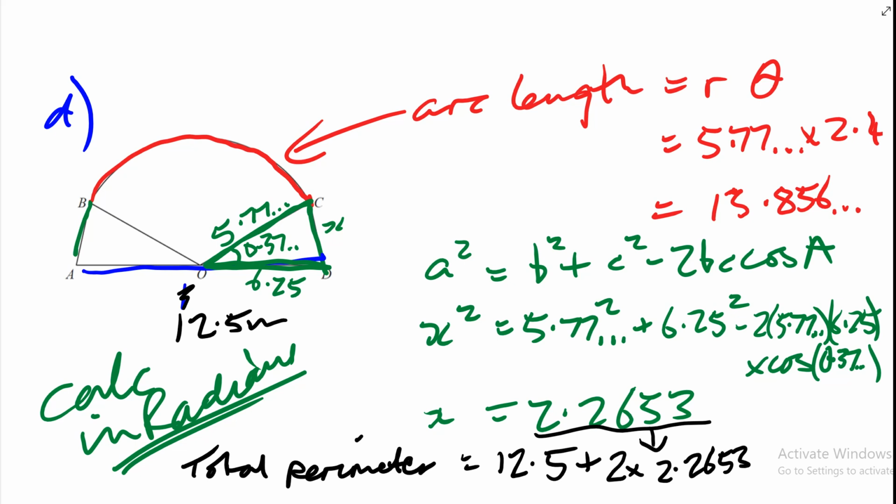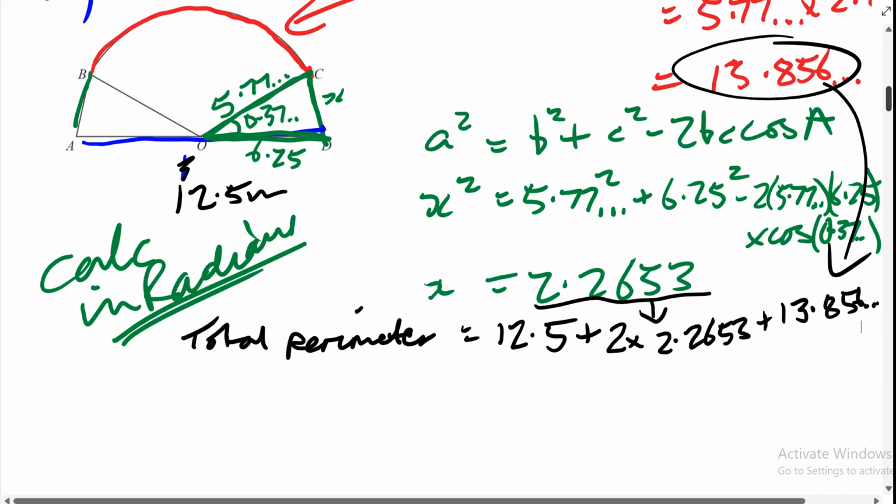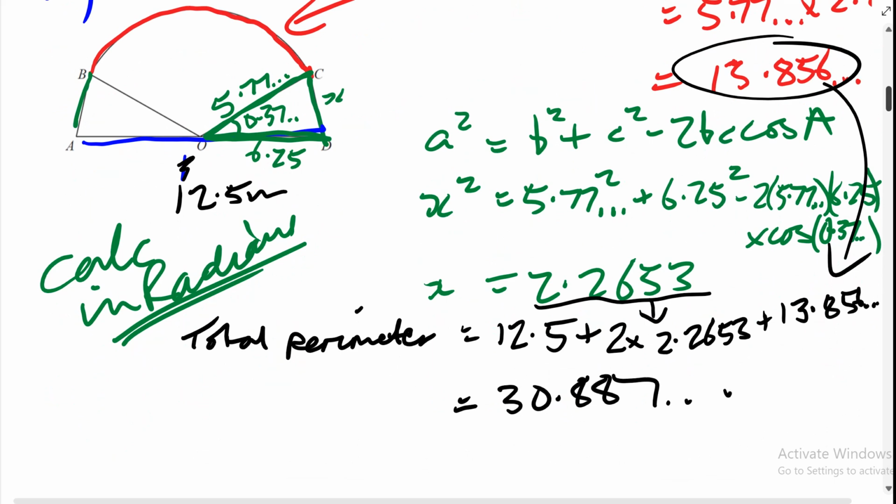And what else we got? We've got the arc length up here. So 13.856. And add them all up, and hopefully you get a perimeter of 30.887, which rounds to 30.9 meters.